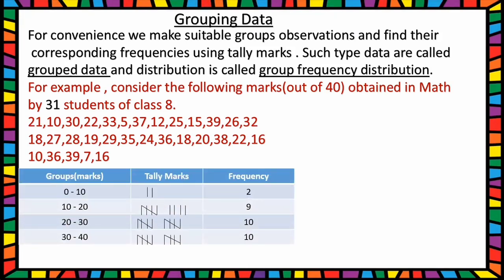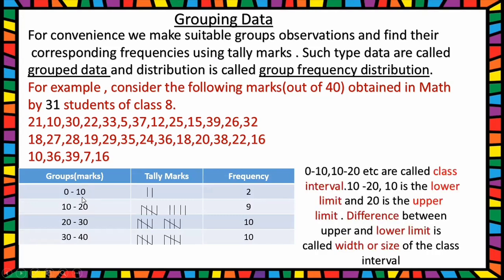See here, 3 columns are there. First column is marks: 0 to 10, 10 to 20, 20 to 30 and 30 to 40. Then tally marks, then frequency. The first class interval is 0 to 10. These groups, 0 to 10, 10 to 20, etc., are called class intervals. In 0 to 10, 0 is the lower limit and 10 is the upper limit. Similarly, in 10 to 20, 10 is the lower limit and 20 is the upper limit.